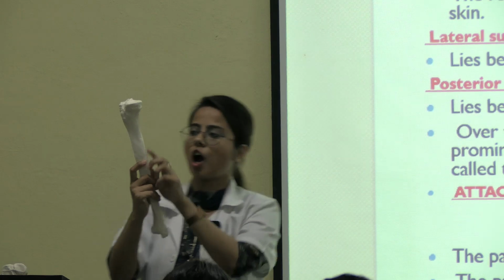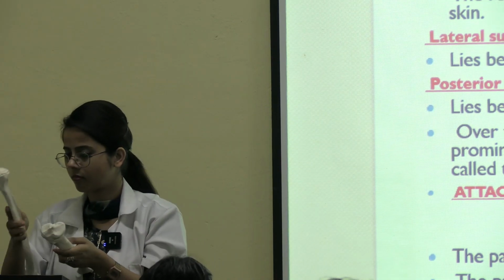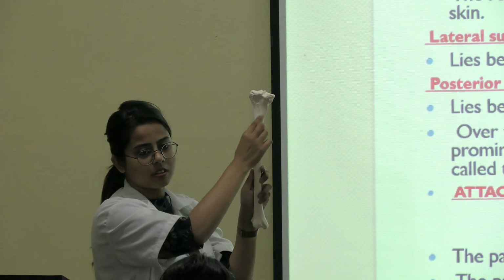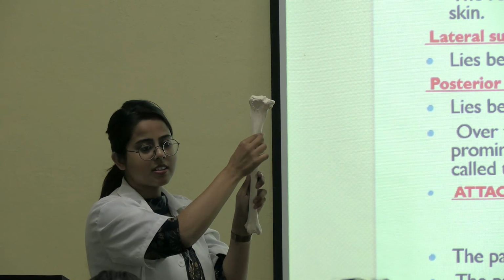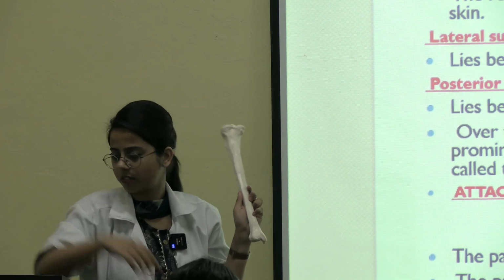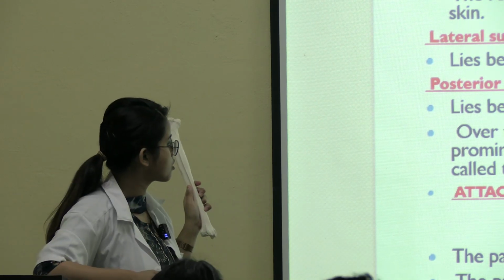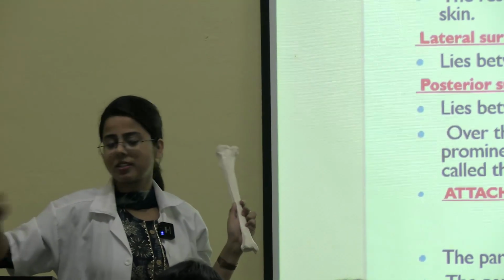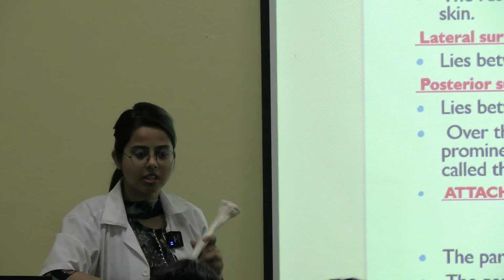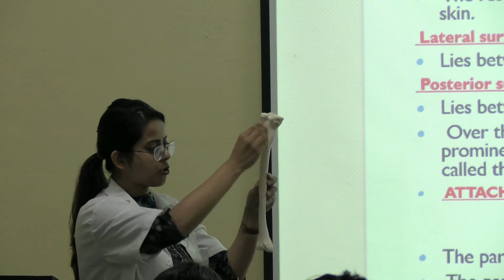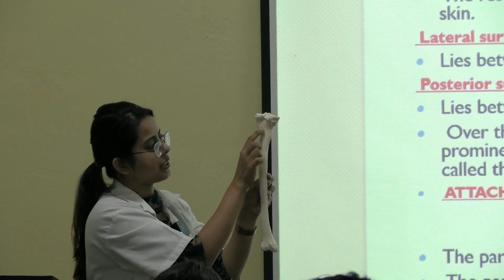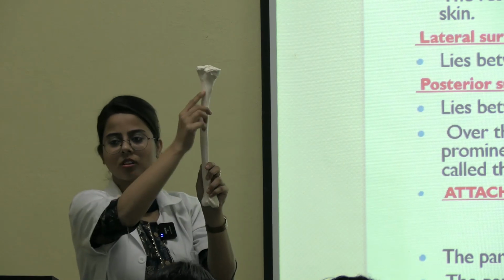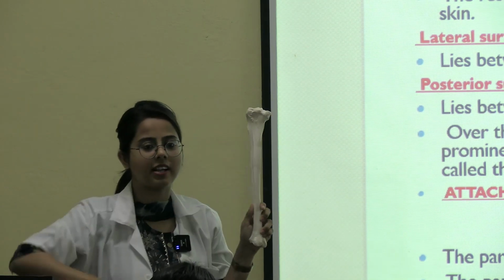You can see that in the upper 1/3 part there is one ridge. Can you see? This ridge is known as soleal line. See, soleal line, okay? So soleal line is present in which surface? Posterior surface. Yes, on the posterior surface, upper 1/3 part is having a ridge. Everyone can see? Okay, this ridge is known as soleal line.